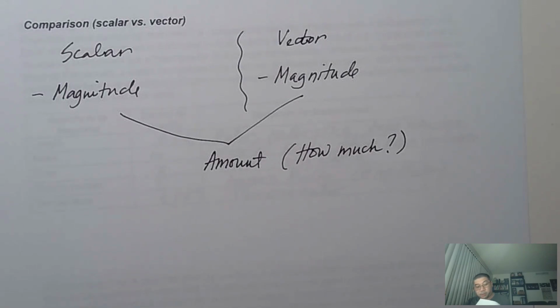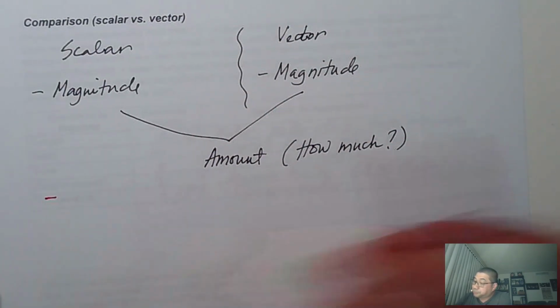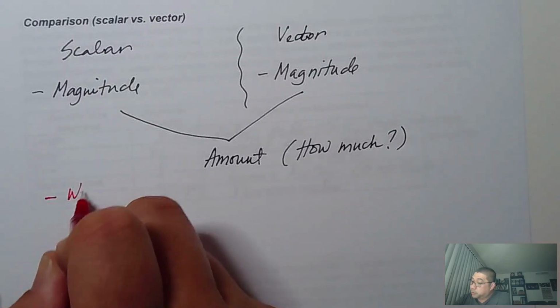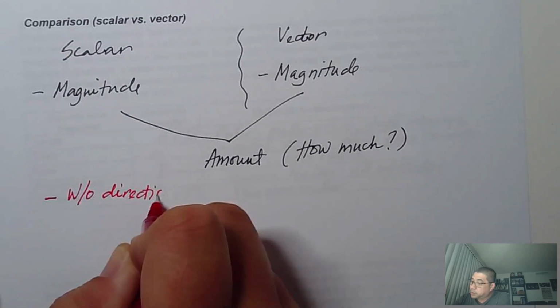The second one: what's the difference between those two? Now this time let's talk about the differences. Aside from the spelling, which the other one starts with the letter S while the other one starts with the letter V, scalar quantities don't care about direction. Without direction, direction does not matter.